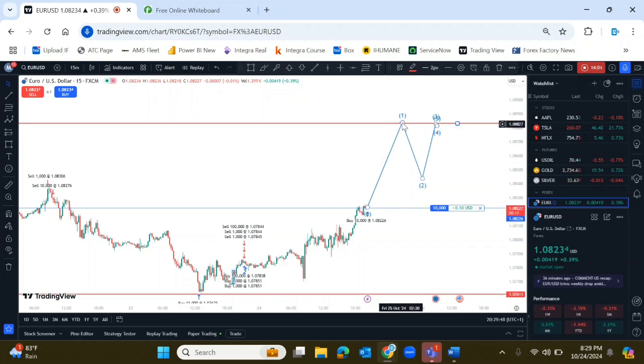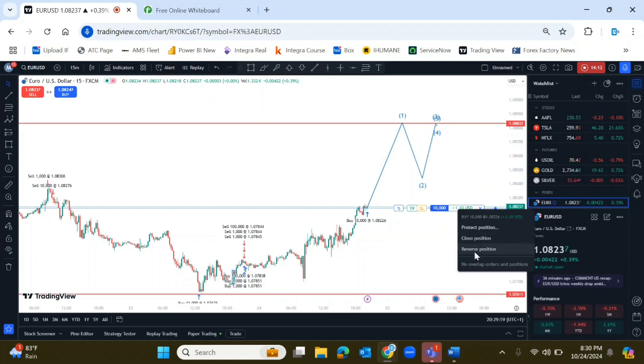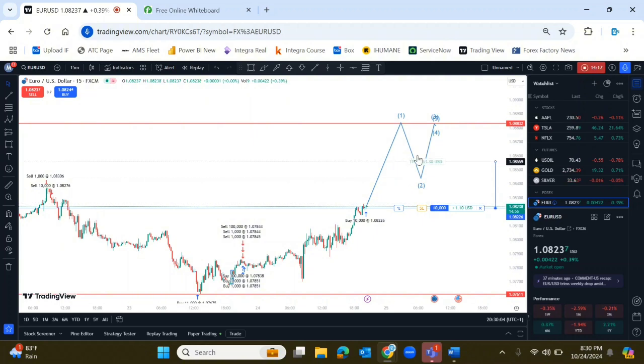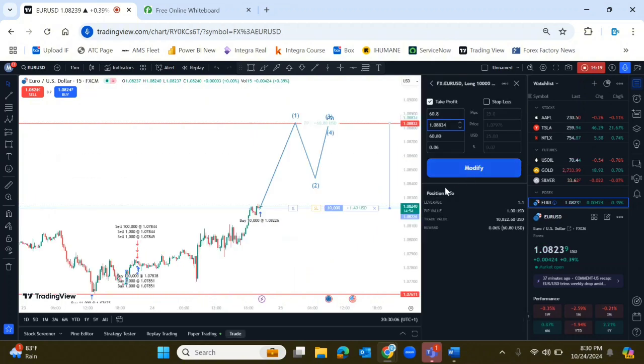If the market moves up, it's going to be 1.08832. So now you can come and modify the order, or you can come to this point, hold this, and drag your take profit here. So you can see I have moved my take profit, and I will just click modify. Or if I want a different price, I can edit the price here. You can see it is about 60 pips in the direction of my analysis.